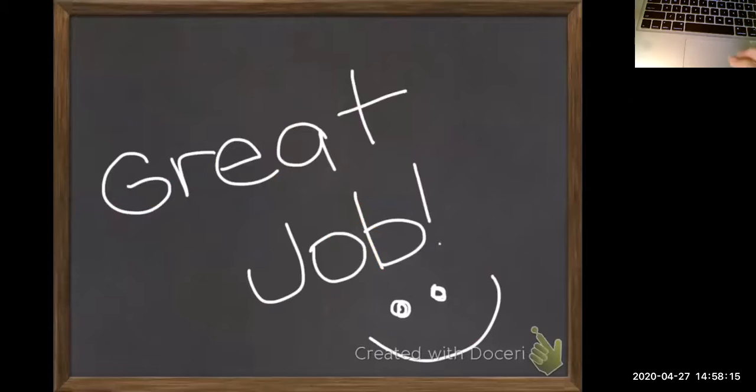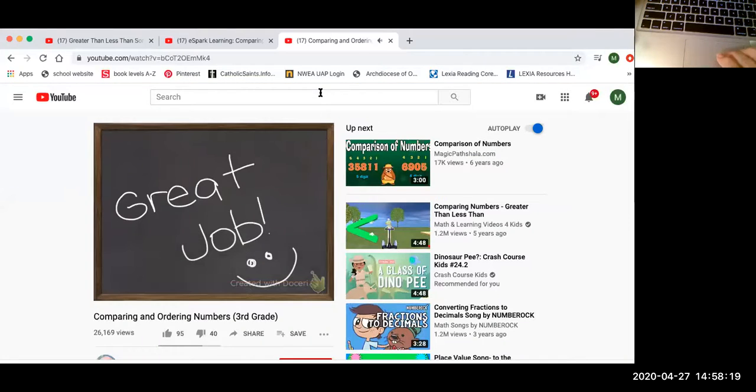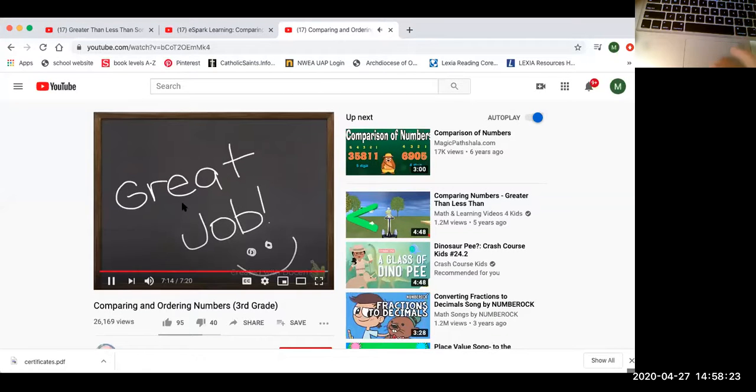Great job today, guys. Remember, the key to comparing and ordering numbers is to always go back to your place value chart and make sure that you're comparing the correct place values to one another. You're going to do a great job. Keep practicing.